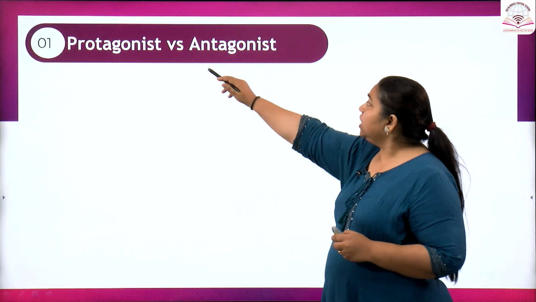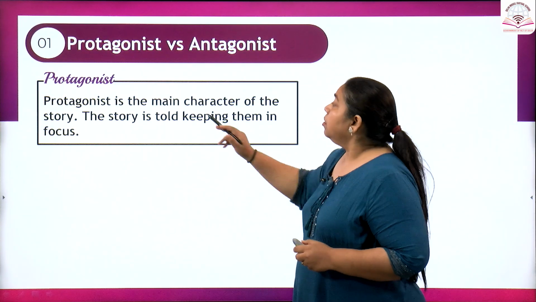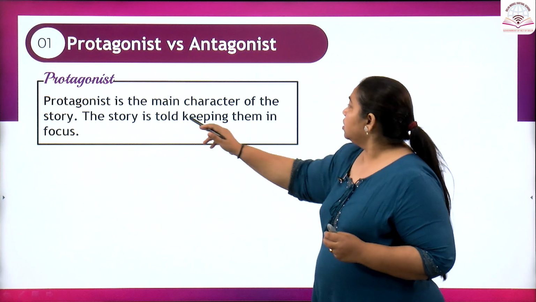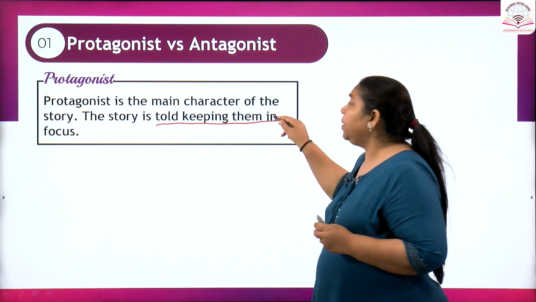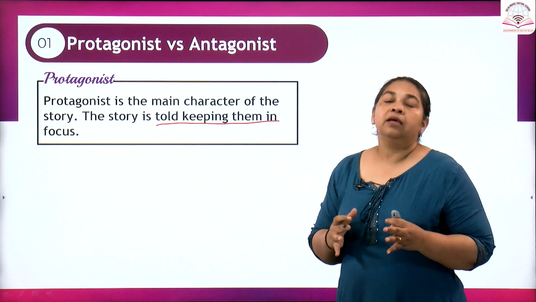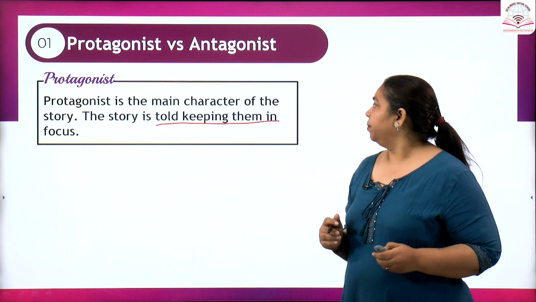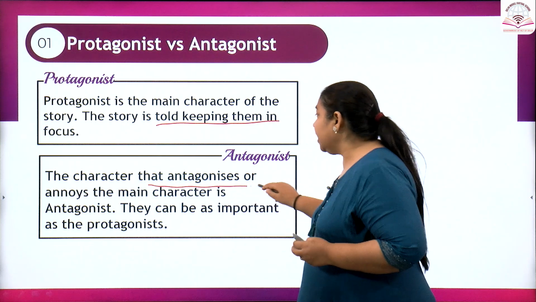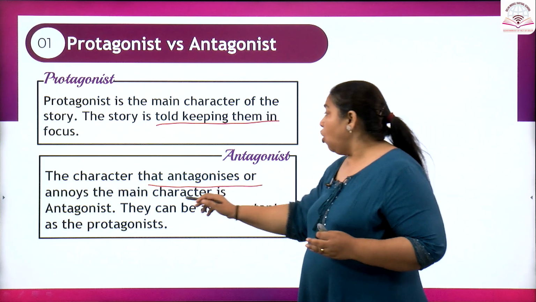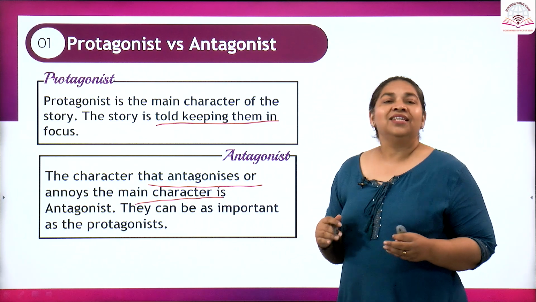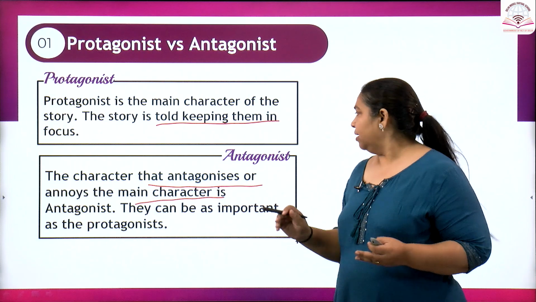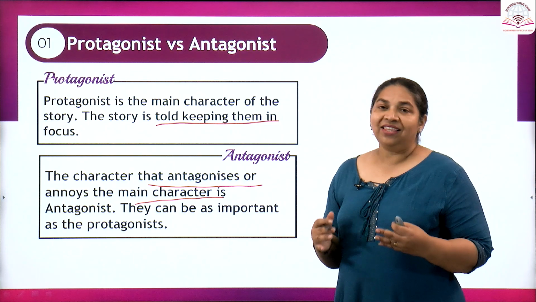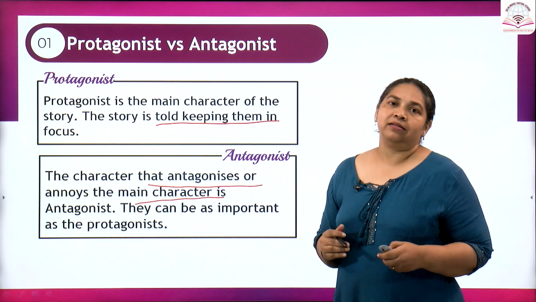First is protagonist versus antagonist. Protagonist is the main character in the story. The story is told keeping them in focus. Main lead role. And then antagonist. Who is the antagonist? Who antagonizes or annoys the main character is called antagonist. They can be as important as the protagonist, but they are not the lead characters.